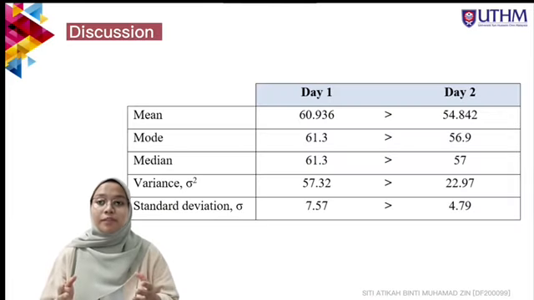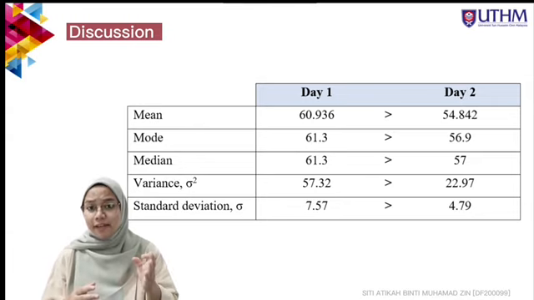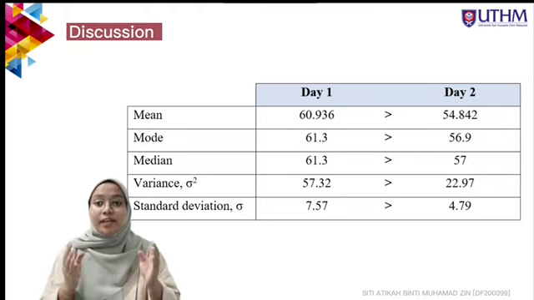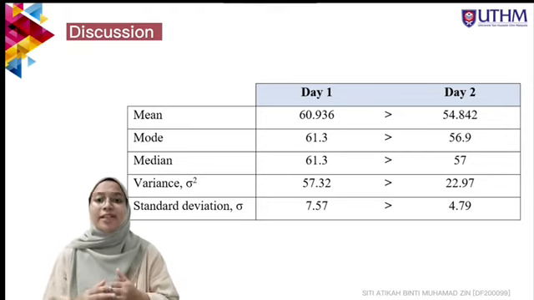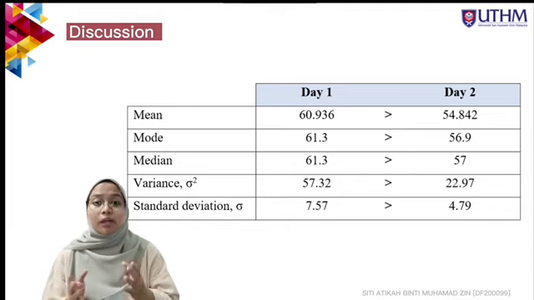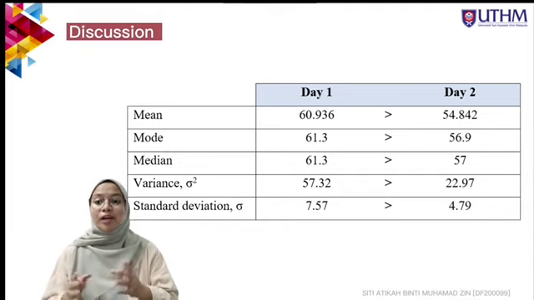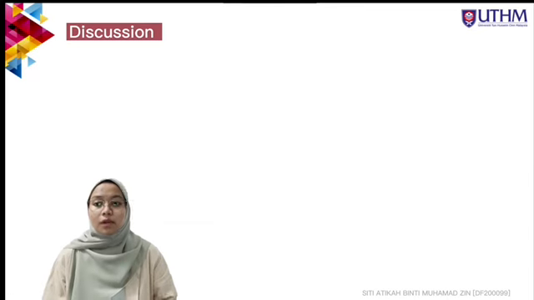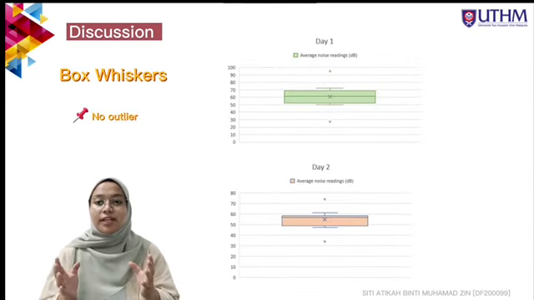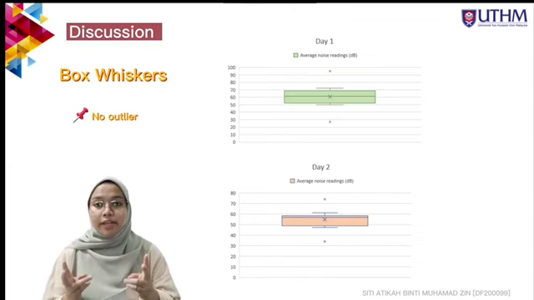This is the comparison of values between day 1 and day 2. We can see that the mean, mode, median, variance and standard deviation for day 1 are higher than day 2. This is due to the fact that the number of vehicles on day 1 is higher than day 2, because day 1 is a working day while day 2 is a holiday. The box and whisker results indicate that there are no outliers in the data of the 2 days.